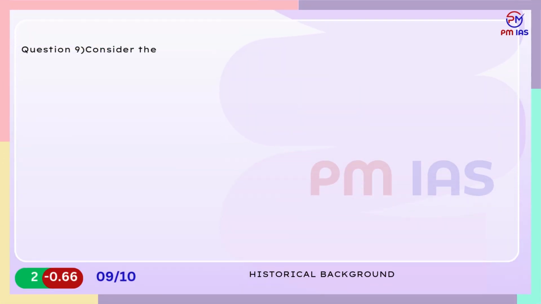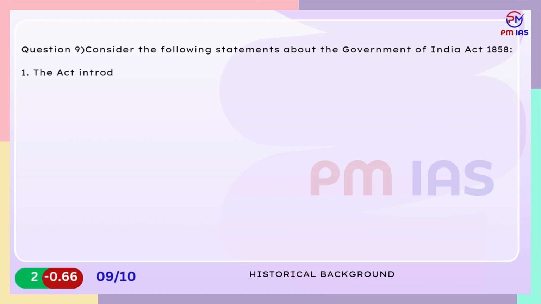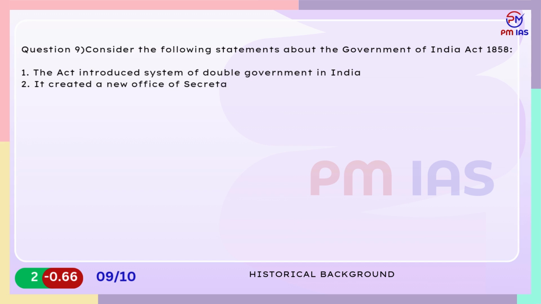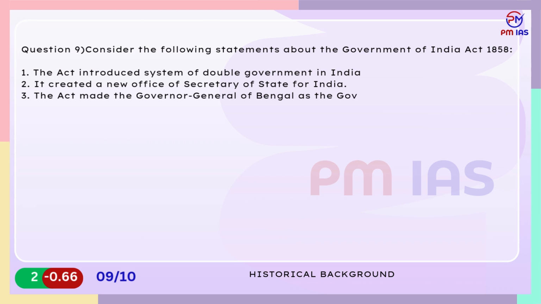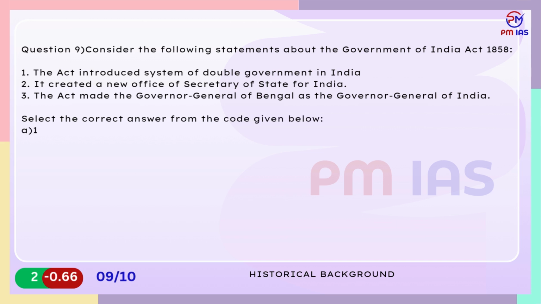Question 9. Consider the following statements about the Government of India Act 1858. 1. The Act introduced system of double government in India. 2. It created a new office of Secretary of State for India. 3. The Act made the Governor-General of Bengal as the Governor-General of India. Select the correct answer from the code given below. A. 1 and 2 only. B. 2 only. C. 2 and 3 only. D. 1 and 3 only.